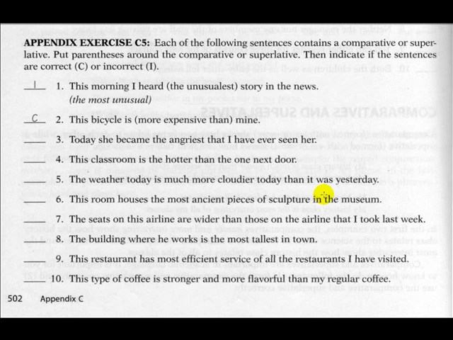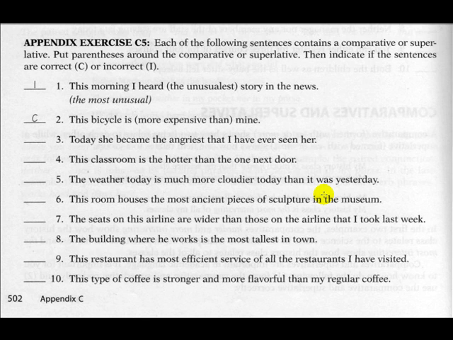Now we have some exercises, and we'll go through that. They give us first and second sentences with the corrections if they're wrong, and simply a C. Use a C or an I to indicate whether they're right or wrong. And the first one we have is I, which means it's incorrect.